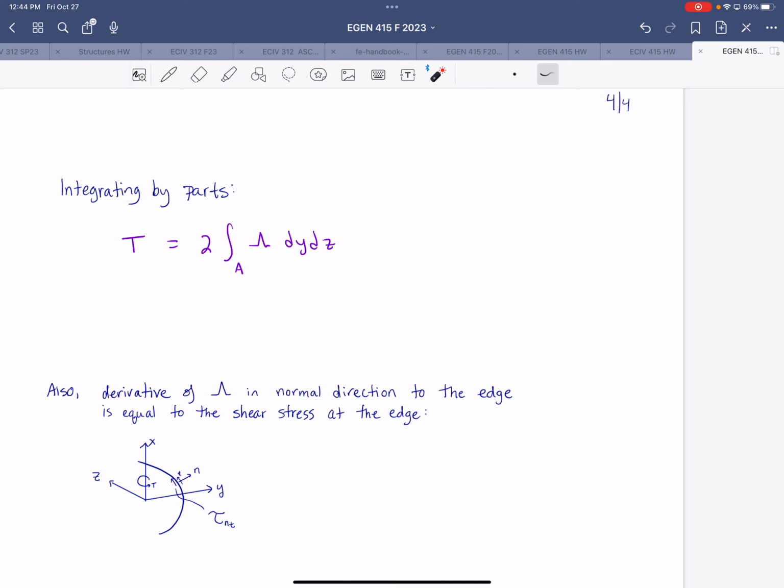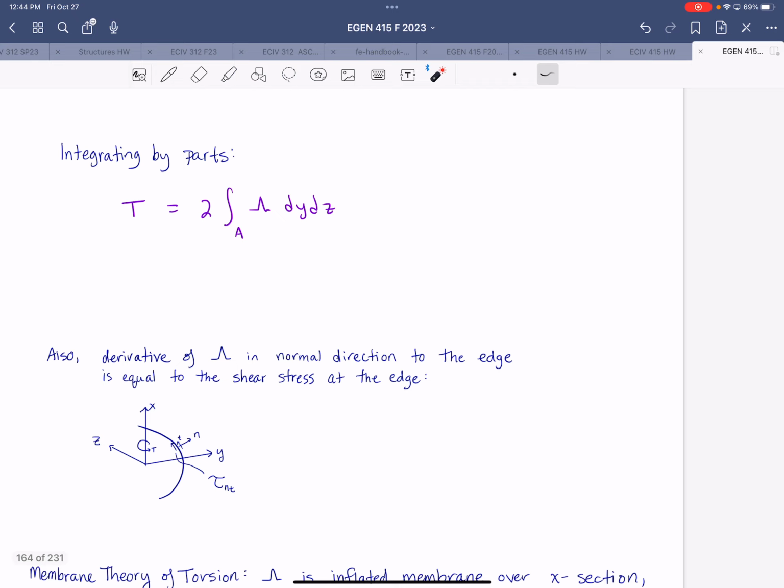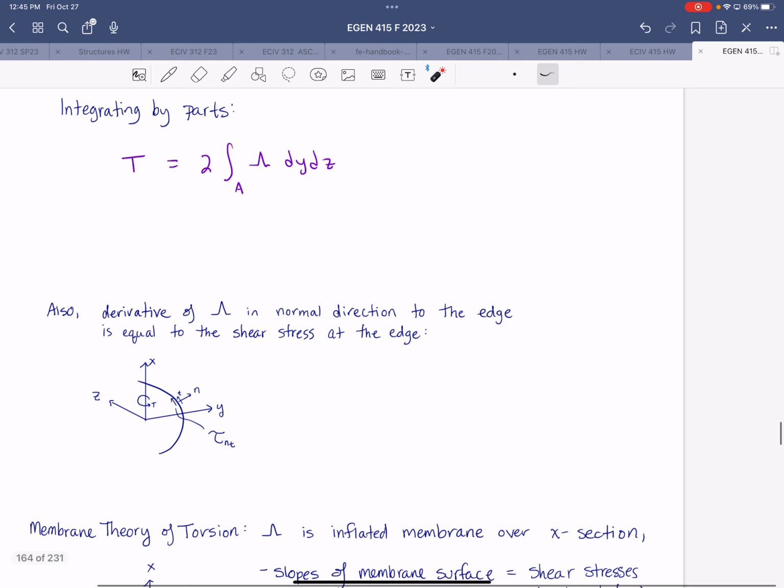Also, thinking about the edge, right? The derivative of lambda in the normal direction to the edge will be equal to the shear stress at the edge. So at the outer edge, we have the shear stress defined as shear stress in the normal tangent direction with respect to that specific point. And so that shear stress will be equal to negative partial derivative of lambda with respect to the normal direction.